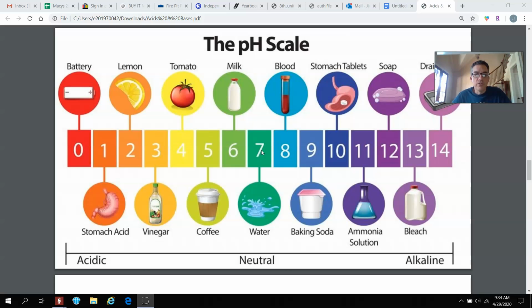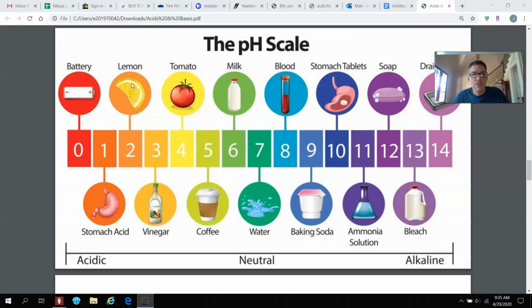And as we go down the scale, again, this is kind of weird, but as we go to 0, we're getting more acidic. And a lot of these are things that we drink. We can drink a lot of acids. So we have milk, coffee, tomatoes, vinegar. And again, remember, every time we go to a number, it's 10 times more acidic than the previous number. So the tomato would be 100 times more acidic than the milk.